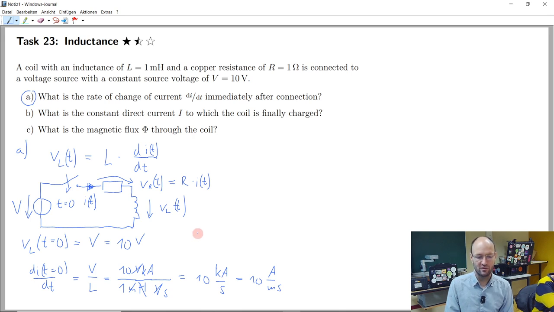What questions do you have related to this task? Okay, no questions. Then we can continue with task B.